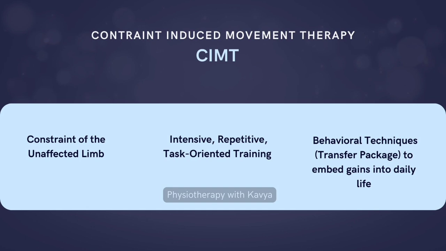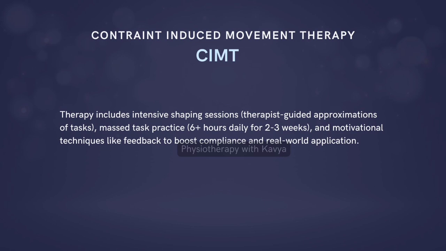So the principles are constraint of the unaffected limb, intensive repetitive task oriented training of the affected limb, and behavioral techniques or a transfer package so that the gains can be taken into daily life. Therapy includes intensive shaping sessions. These are therapist guided approximations of tasks, massed task practice, that is up to 6 plus hours daily for 2 to 3 weeks, and motivational techniques like feedback to boost compliance and real world application.